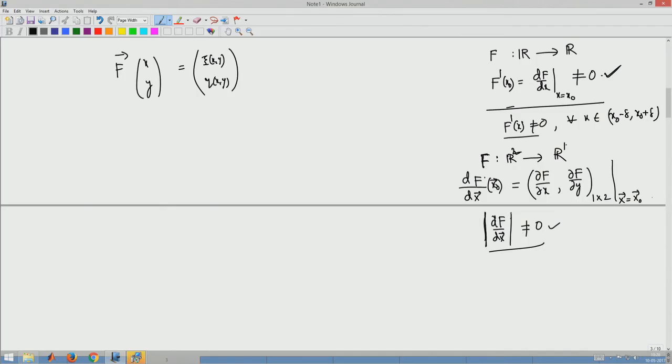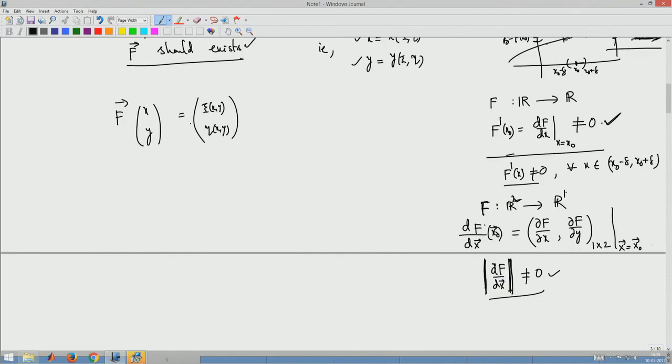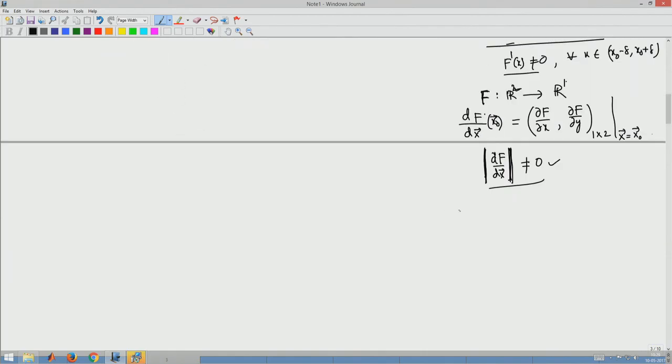I simply want to tell you that this norm, or you can say this distance, is a vector. So, the distance, that is the modulus value of the vector, should be non-zero; that is the meaning of non-zero derivative. Now, what we have is a function from R2 to R2, a vector valued function now, that is why I put a bar, R2 to R2. So, what is its derivative?